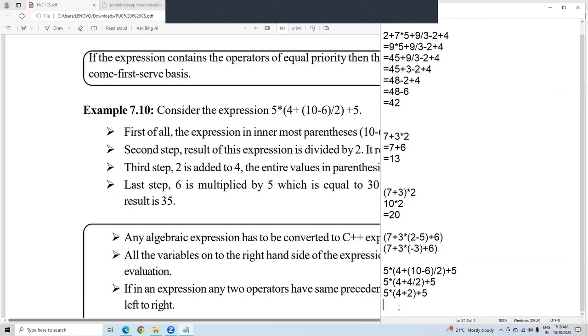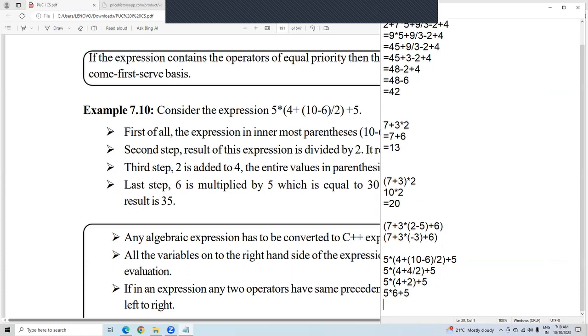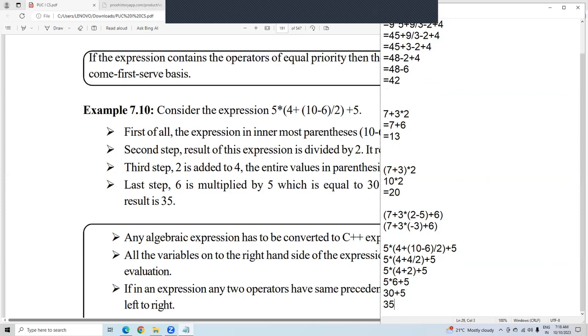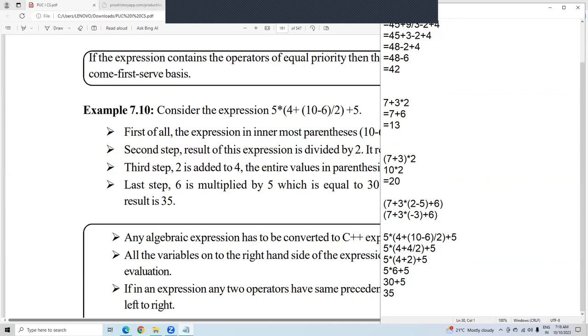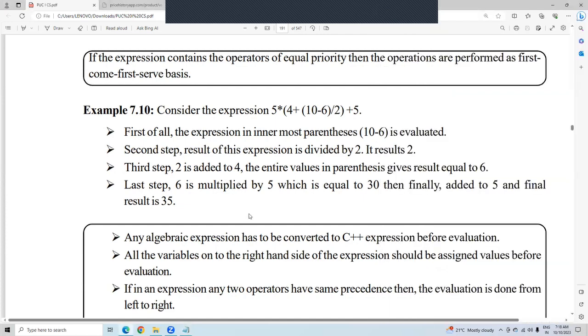In the third step, 4 plus 2 will be added so that the parenthesis can be removed. 4 plus 2, 6, plus 5. In this, multiplication has the highest priority. So 5 sixes are 30, then plus 5. The final result is 35. Like this, you have to evaluate.